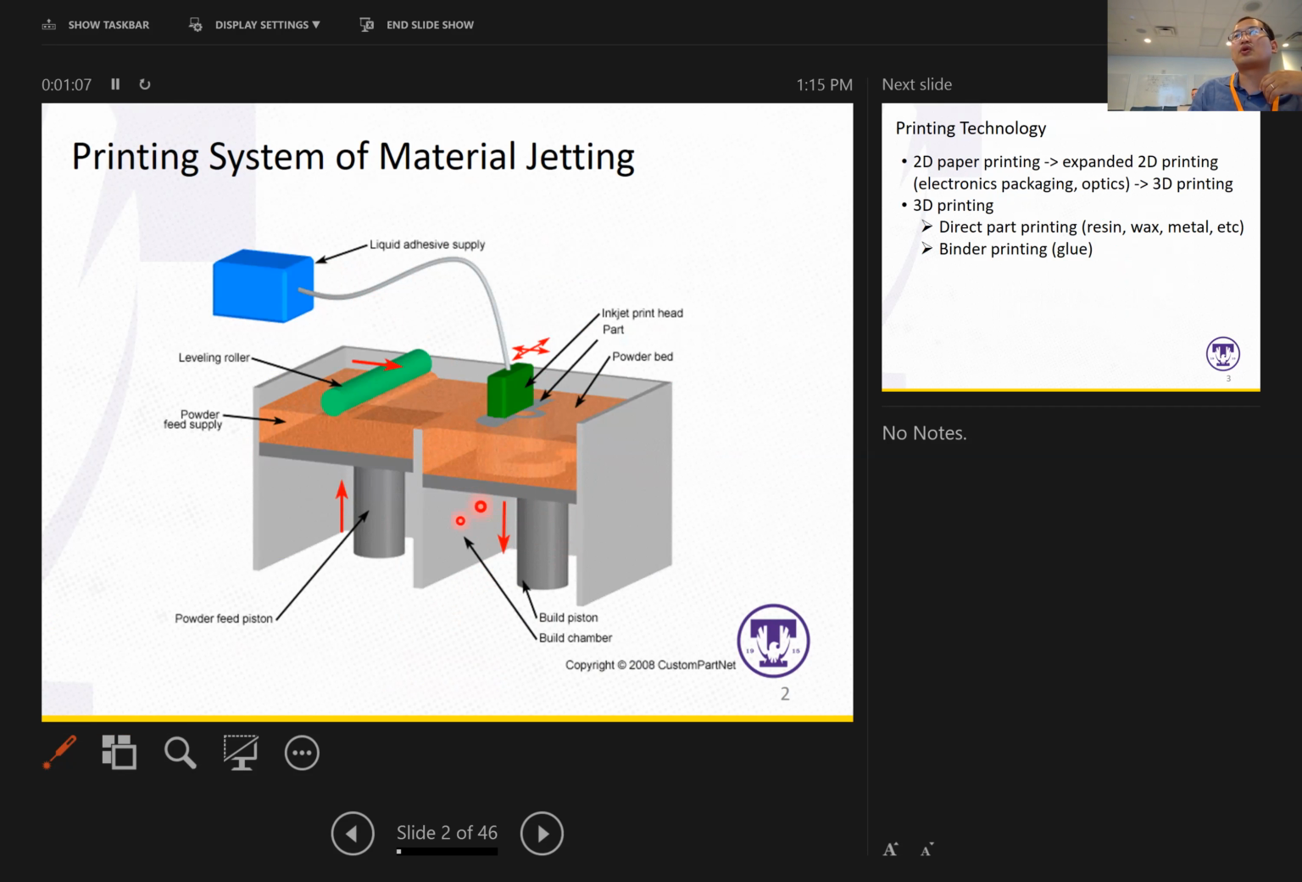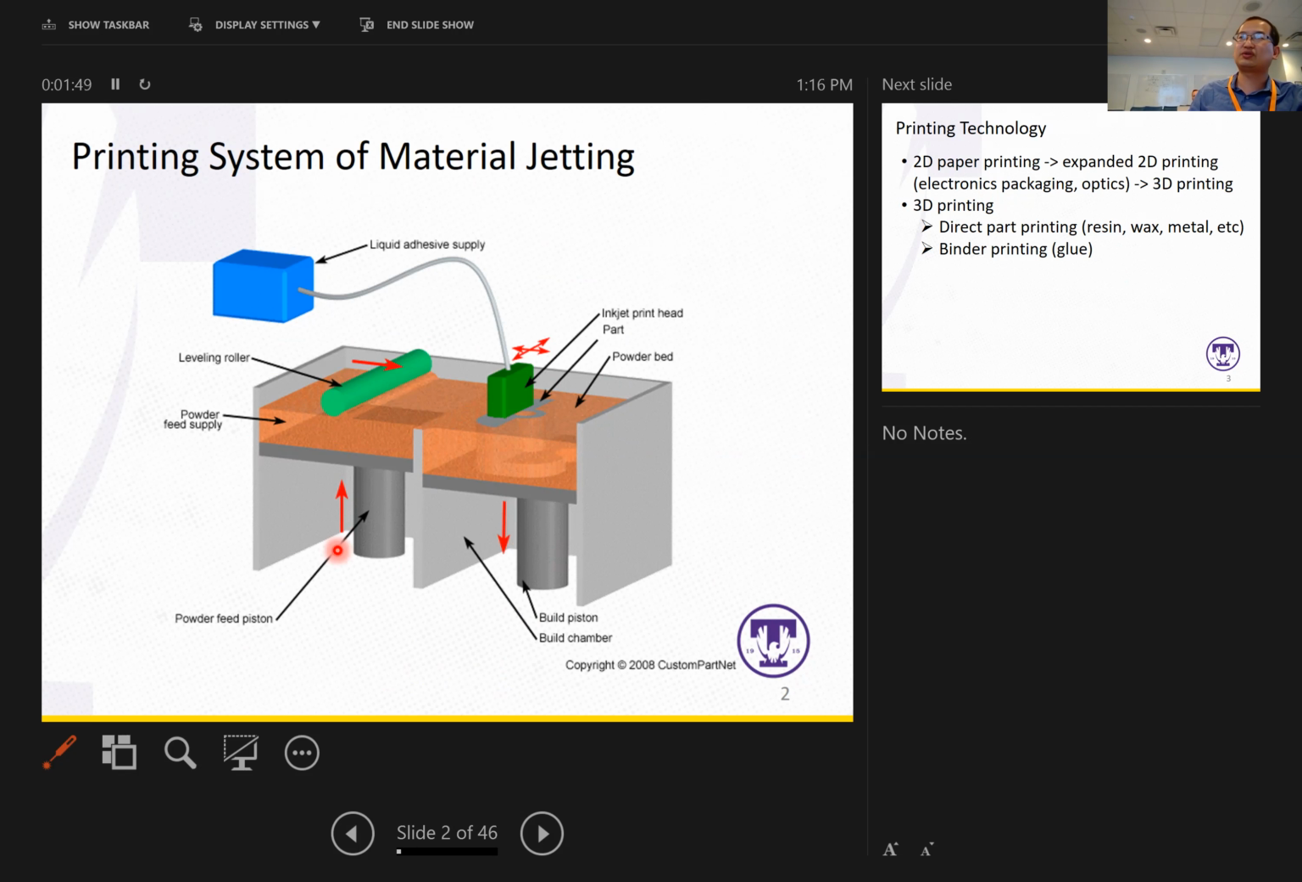mechanism to lower the printing platform by the amount of the layer thickness. At the same time, there's another tank of powder bed, and there's a leveling roller to spread the powder to cover the previous layer, such that you could have more material to work on. So that is the basic concept for this material jetting process.